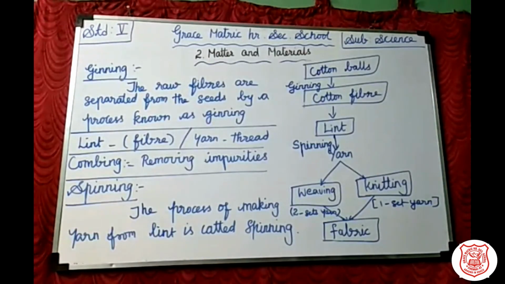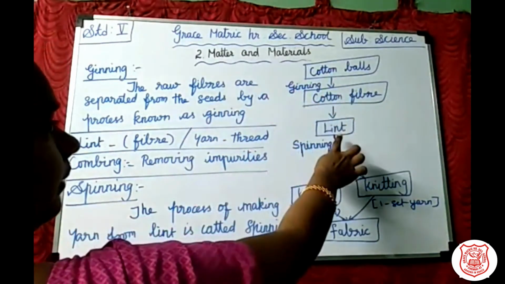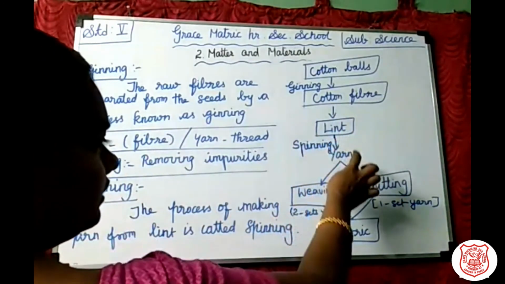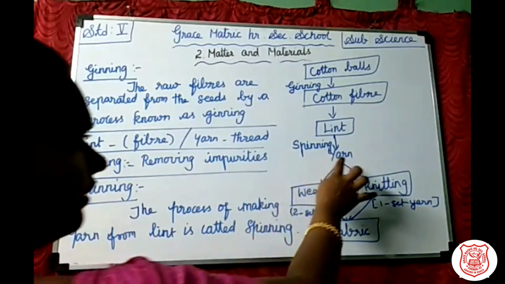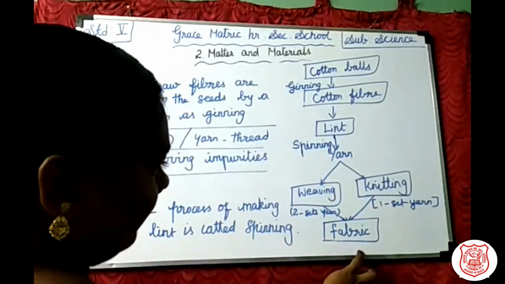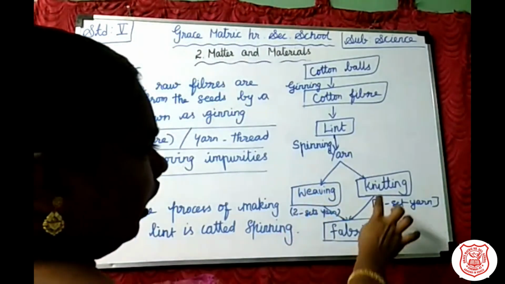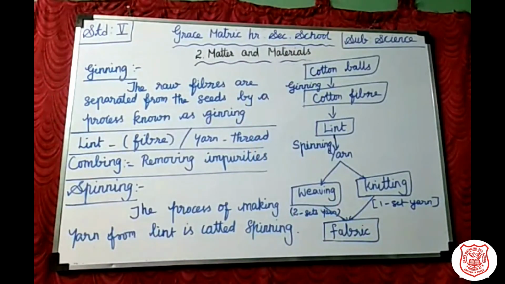Now let us see how we get fabric from these cotton bolls. There are some systematic processes. From the cotton bolls we get the cotton fiber. From the cotton fiber we get lint. Lint is nothing but fiber. From this lint we get yarn. Yarn means thread. And then from the yarn we get fabric in two main ways: first, the weaving method, or the knitting method. So we'll see how these processes go on in this topic.